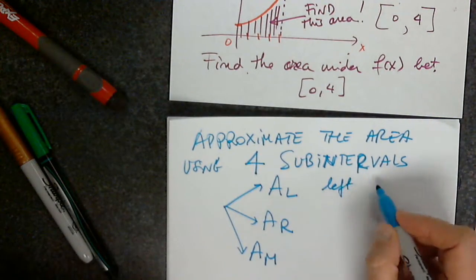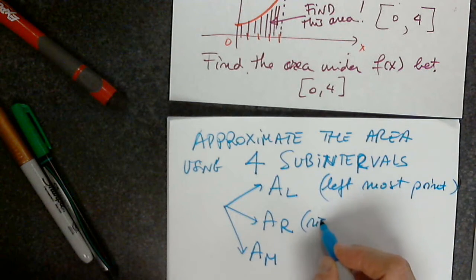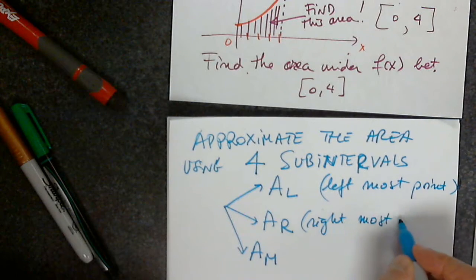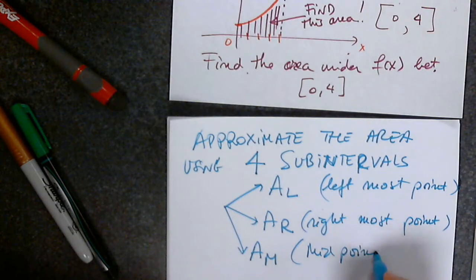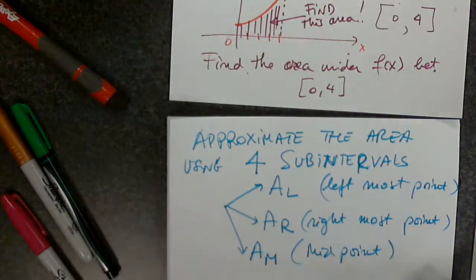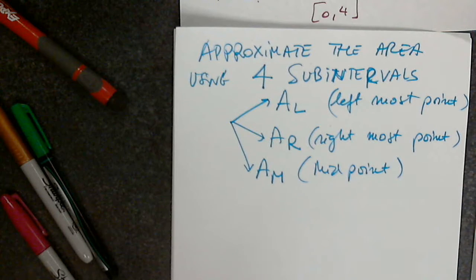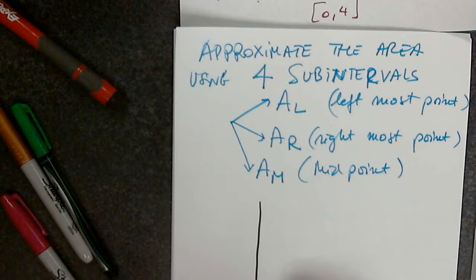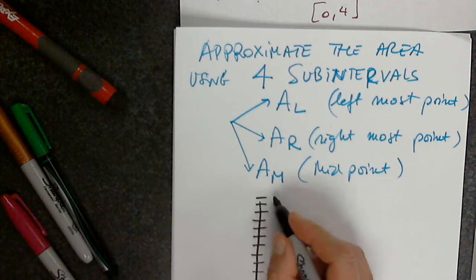So leftmost point, rightmost point, midpoint. What's all this? I'm going to graph my function one more time. I'm going to graph it better this time. 1, 2, 3, 4. 1, 2, 3, 4, 5, 6, 7, 8, 9, 10. 1, 2, 3, 4, 5, 6, 7. Okay.